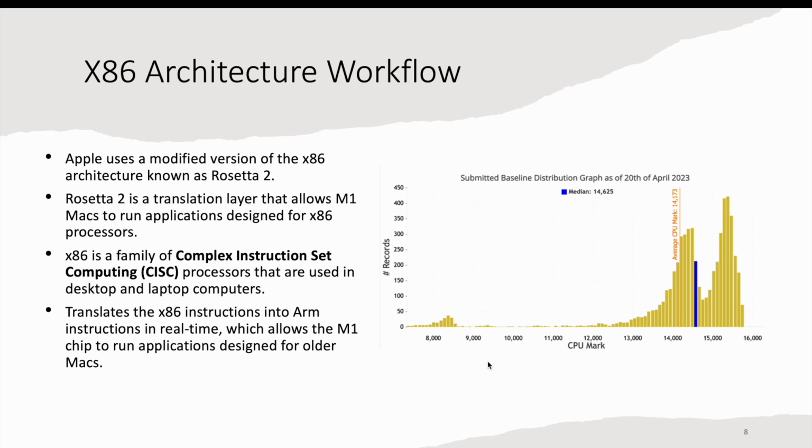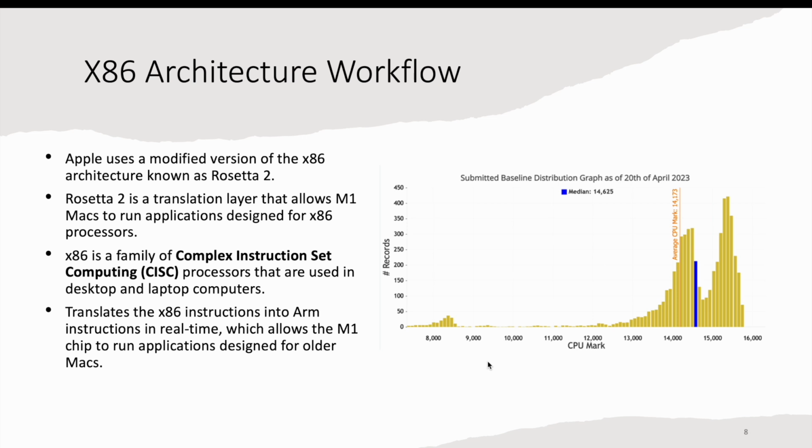So in the M1 chip, Apple uses a modified version of the x86 architecture known as Rosetta 2. Rosetta 2 is a translation layer that allows M1 Macs to run applications designed for x86 processors. It translates the x86 instructions into ARM instructions in real time, which allows M1 Macs to run applications designed for older Macs.